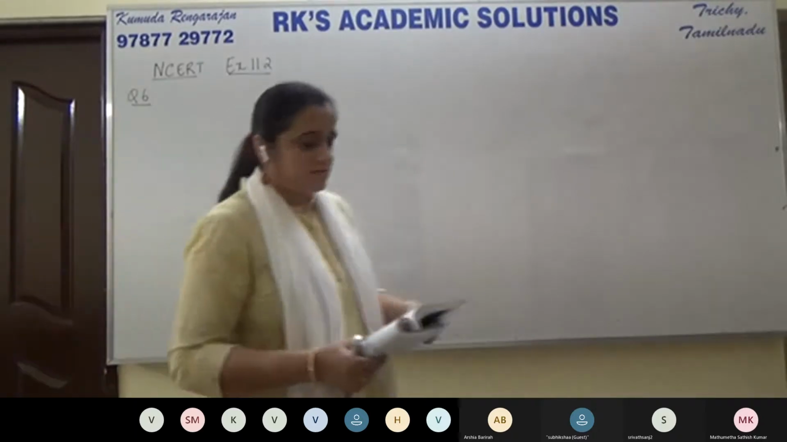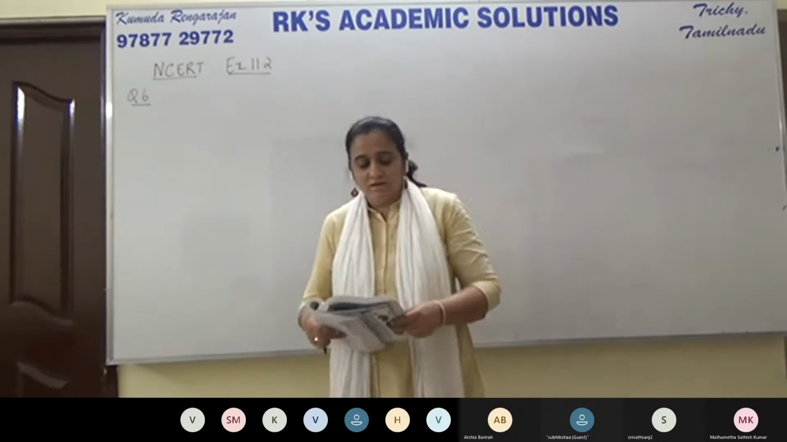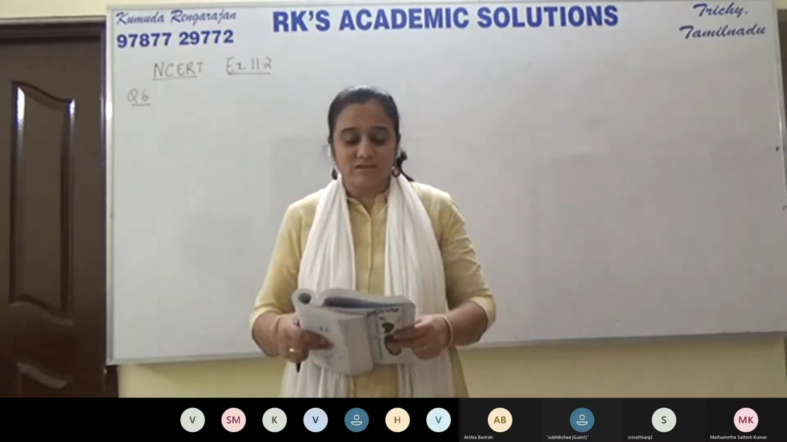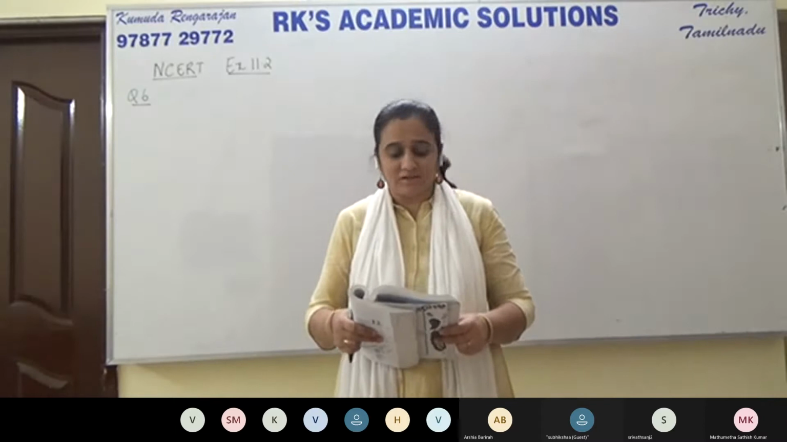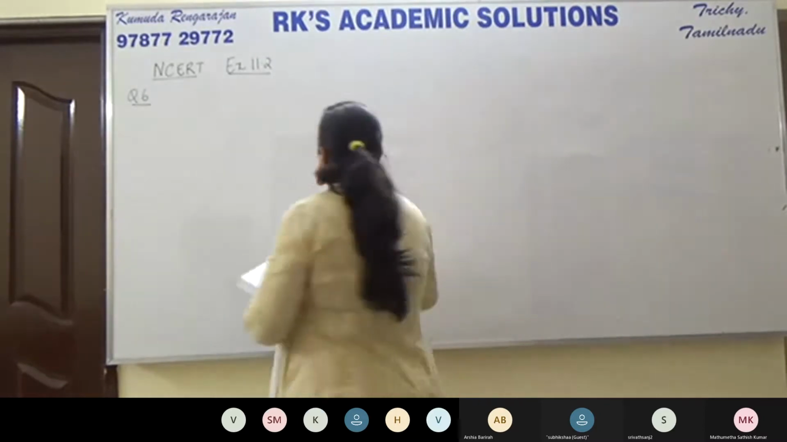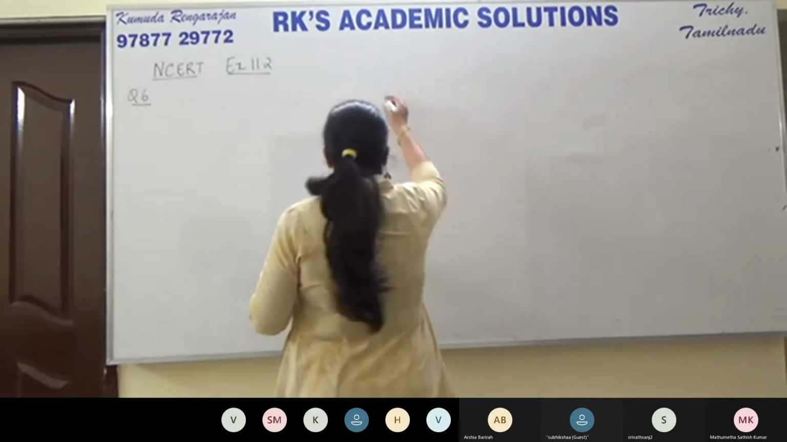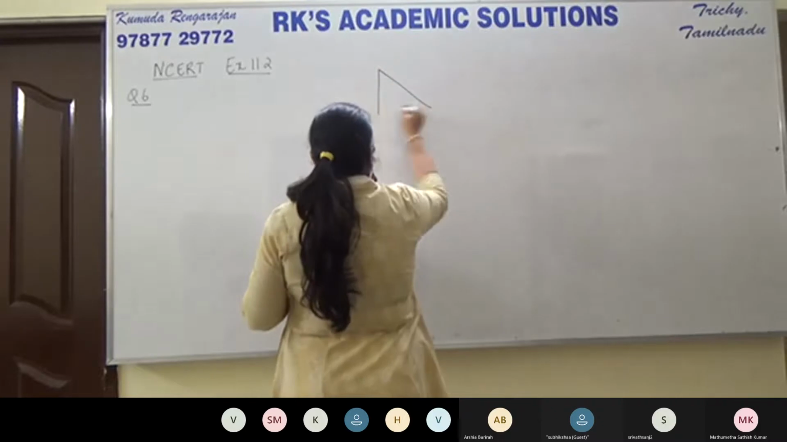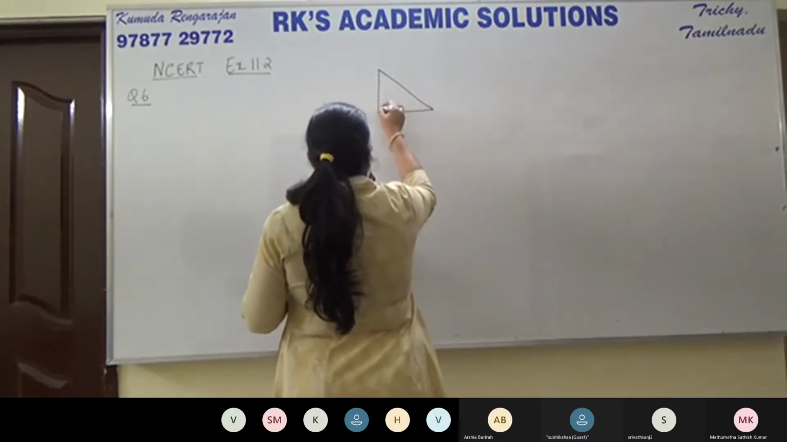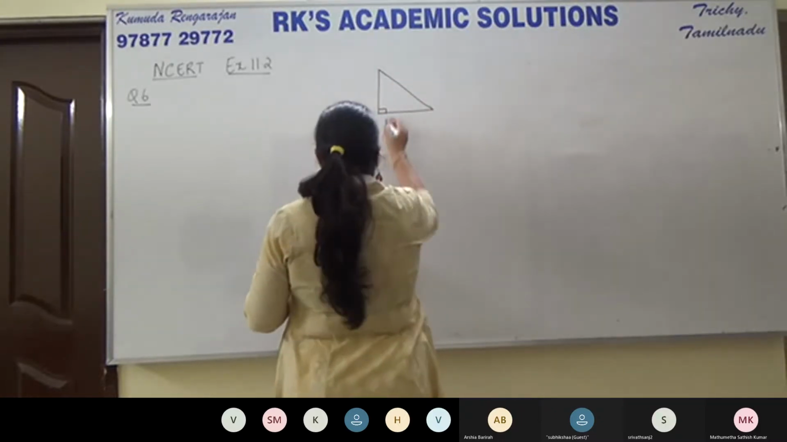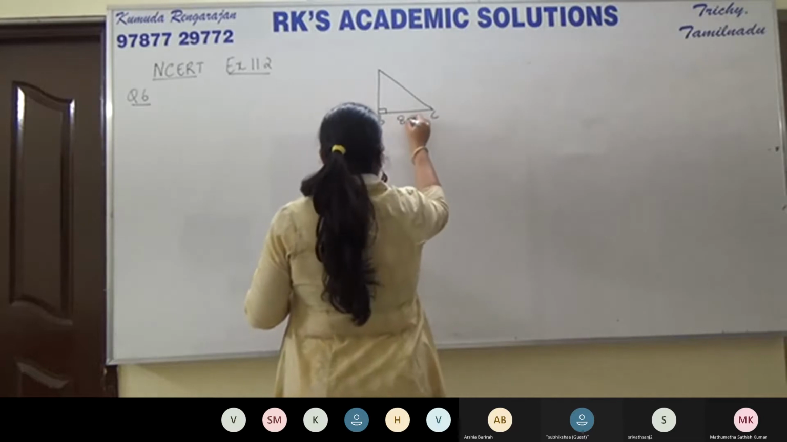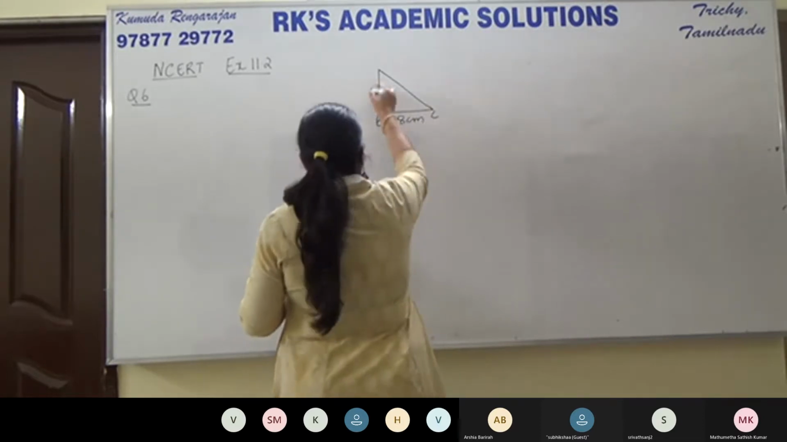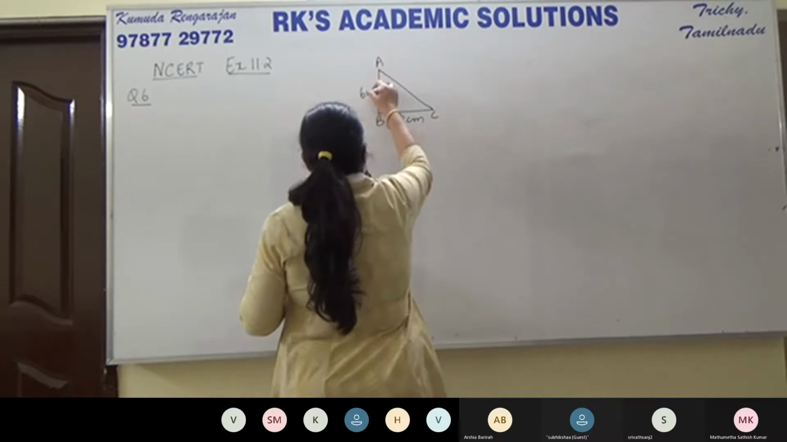All right, children. So just follow my instructions. It says let ABC be a right triangle in which AB is equal to 6 centimeters. Let's make a rough figure. So we have a right triangle ABC, right angle at B, because it's given angle B is 90 degrees. BC is 8 centimeters and AB is 6 centimeters.